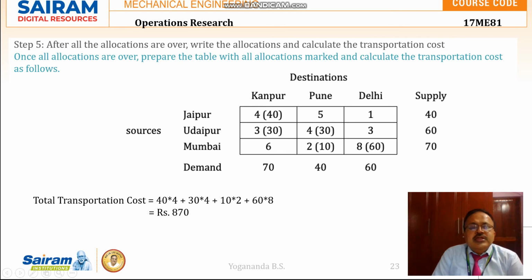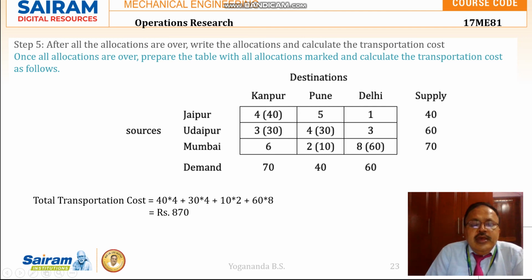Now this is the assignment. Write all the allocations and find the total transportation cost. That is the final step. For one piece of mobile phone shipment, the cost is 4 rupees. So if 40 units are supplied, it is 40 into 4. Similarly with other cells, it is 3 into 30 plus 4 into 30 plus 2 into 10, then 60 into 8. So it comes to 870 rupees.